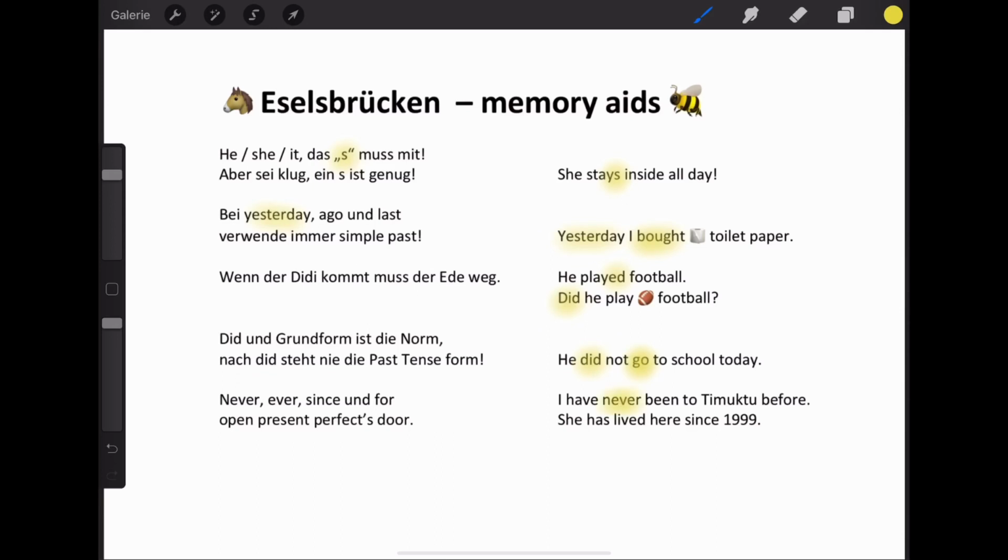You have the never, and you have the have, and the be in present perfect is have or has, and the third form. Also in the second, has lived, and then you have a since. That's not really difficult.